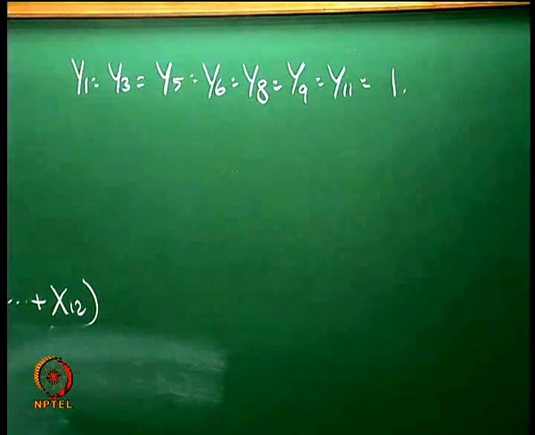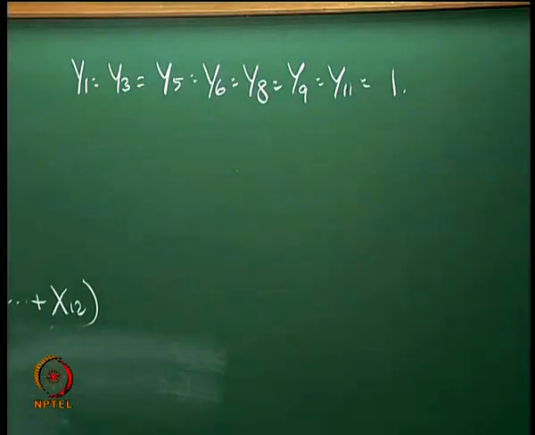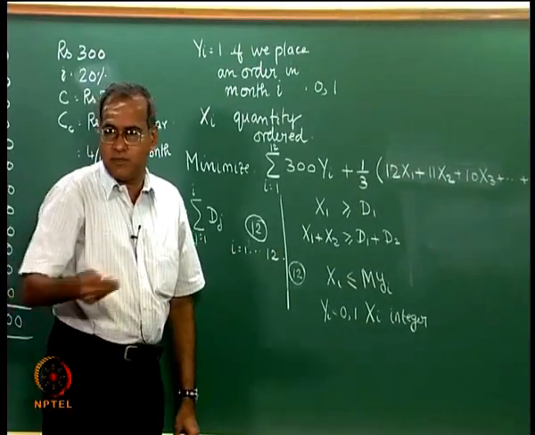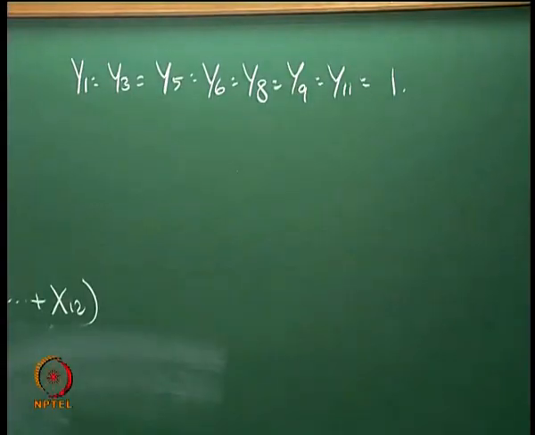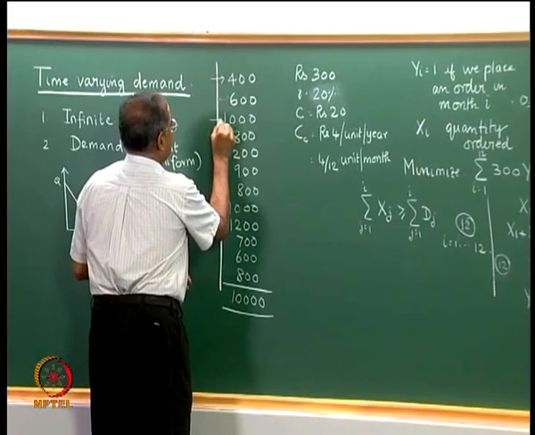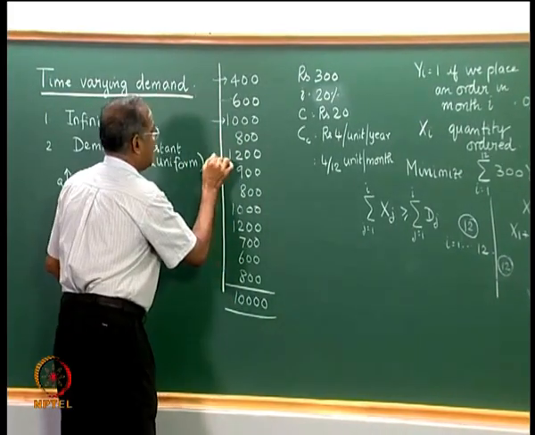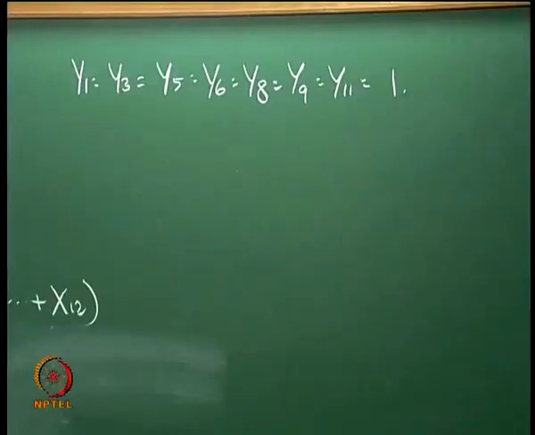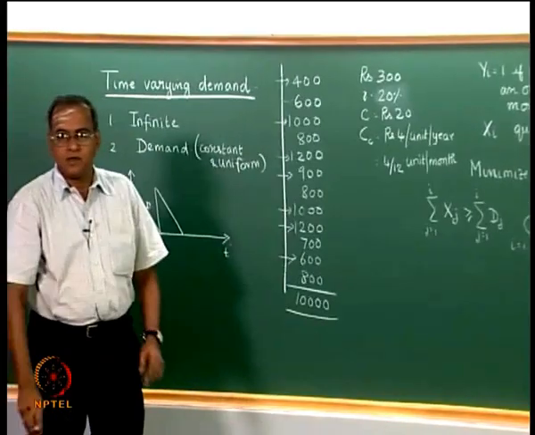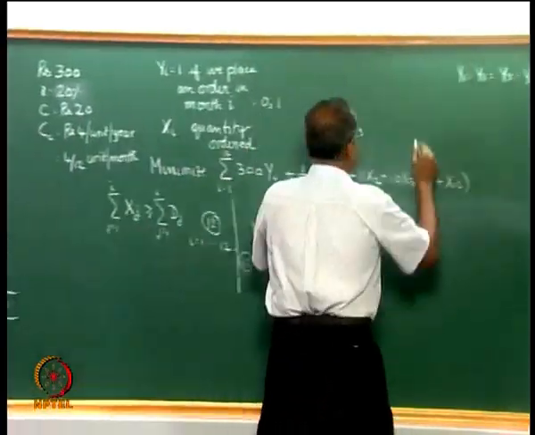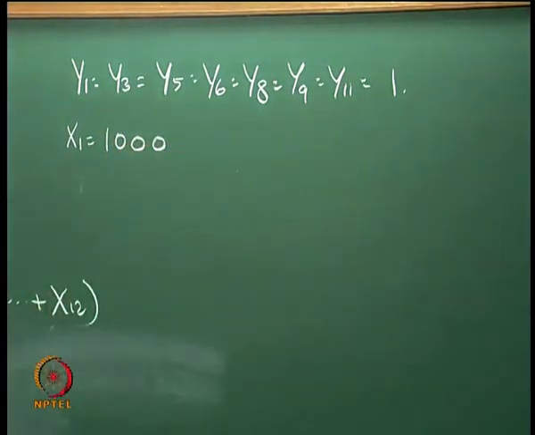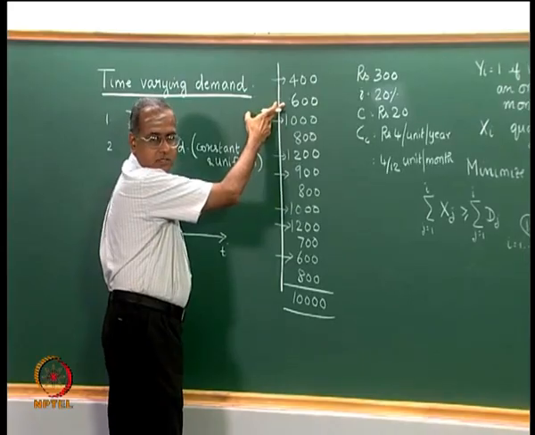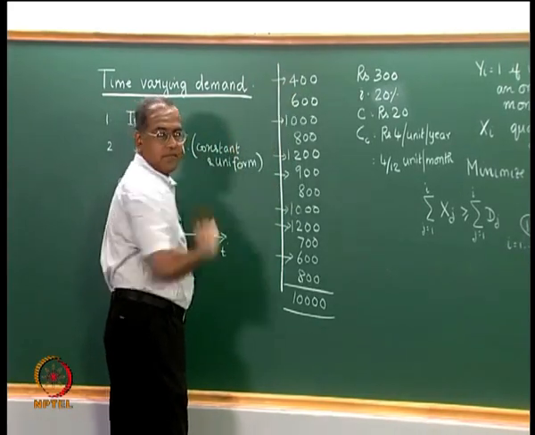What are the order quantities? Of course, the solution would also throw the excess as a variable, but the moment we know the y's we also know the x's, because I am placing an order here, I am placing an order at y3, placing an order at y5, placing an order at y6, placing an order at y8, placing an order at y9, and I am placing an order at y11. So obviously my order quantities are x1 equal to 1000, because I am not ordering in this month, I am not ordering here. So the order quantity here is the sum of these two.